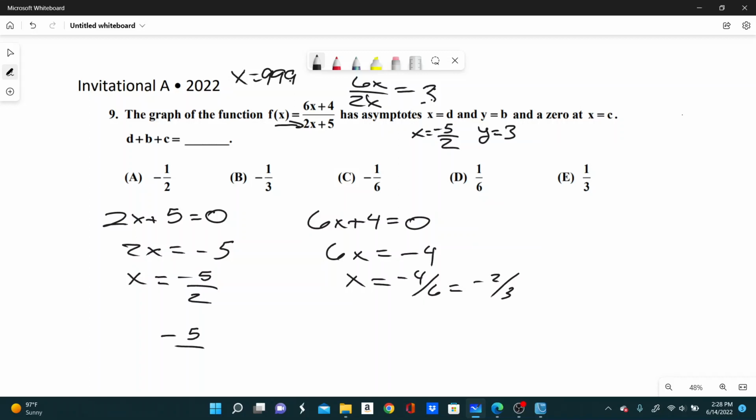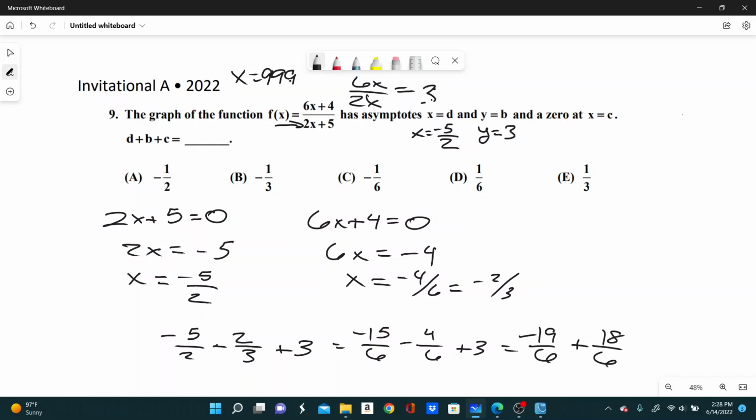So now we just have to add all of these together. Negative 5 halves plus negative 2/3, or just minus 2/3, and then plus 3. If we get a common denominator here with the negative 5 halves and the negative 2/3, that will be a denominator of 6. So we'll have negative 15 over 6 minus 4 over 6 plus 3. Negative 15 minus 4 is negative 19 over 6. And then 3 is the same thing as 18 over 6. So then negative 19 plus 18 is just negative 1. And so our answer is just negative 1/6. And that's answer choice C.